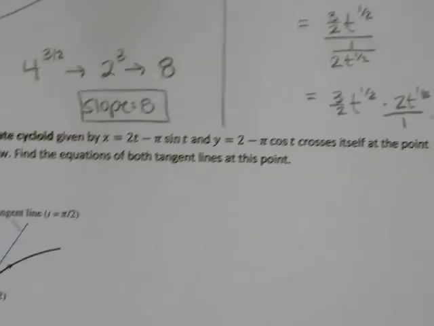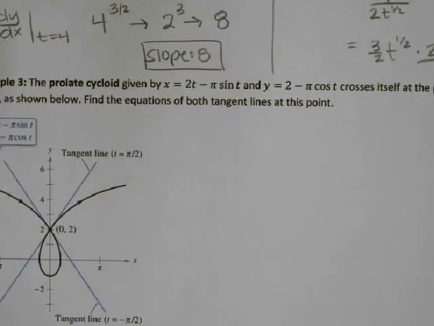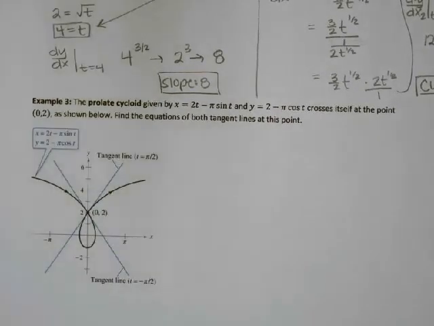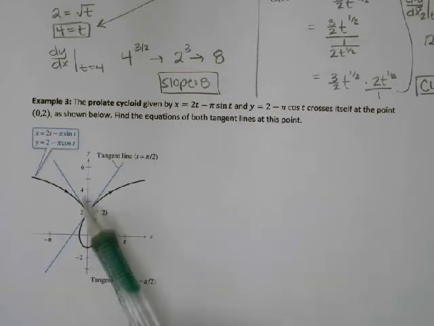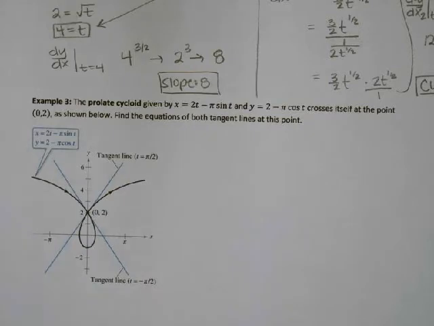All right, third example says, we have this picture, the prolate cycloid, I don't know if I'm saying that right, is given by x equals 2t minus pi sine t and y equals 2 minus pi cos t, and it crosses itself at the point (0, 2), which you can see right here. They want to find the equations of both tangent lines at this point. So we have two different tangent lines. We have one where the curve goes to the right, one where the curve is going to the left.